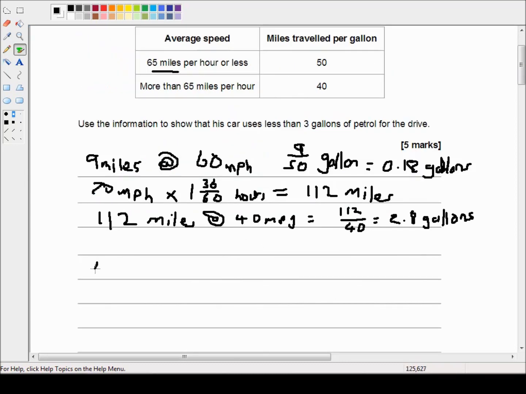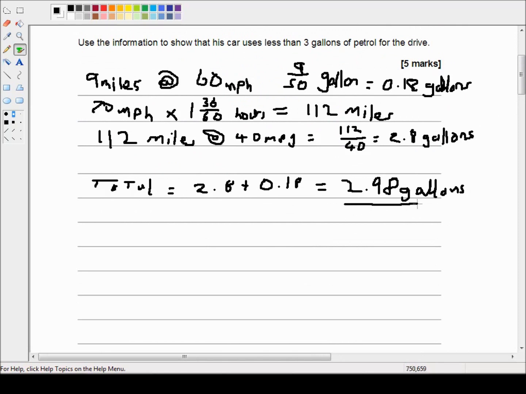Okay, so the total petrol is 2.8 plus 0.18, which is equal to 2.98. Yes, 2.98. Okay, so that's 2.98 gallons, which is less than 3 gallons. So that is our final answer.